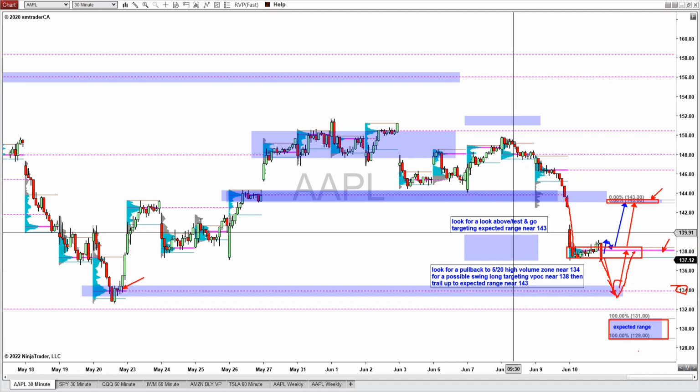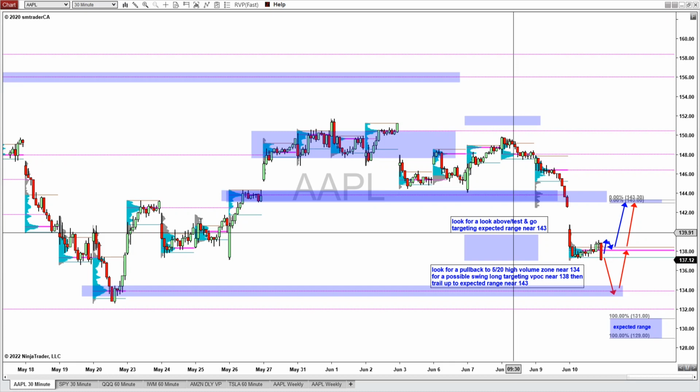And that would be the area that we will look for a potential swing long on Apple to go back up to this 138. And if we could get out above this value area from Friday, then we'll trail it up to this upper range of the expected move near the 143 level. Okay, that is one of the possible long scenarios.